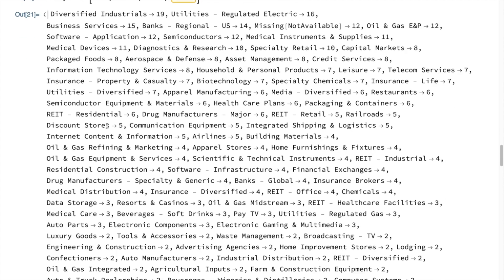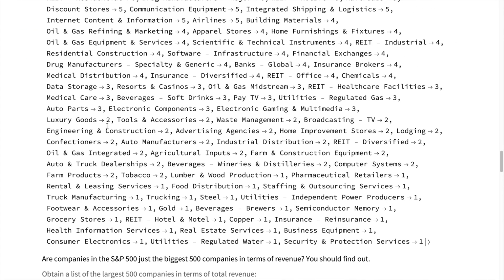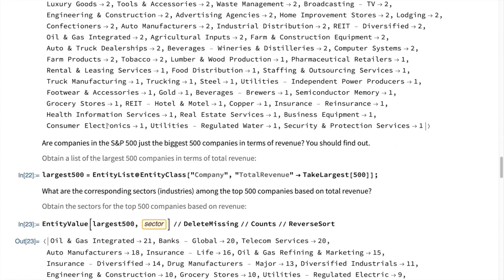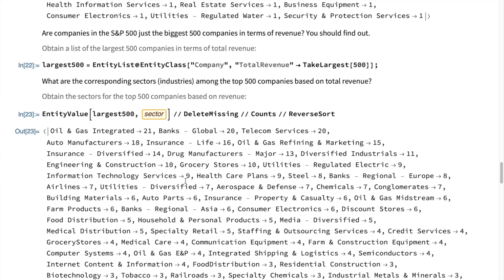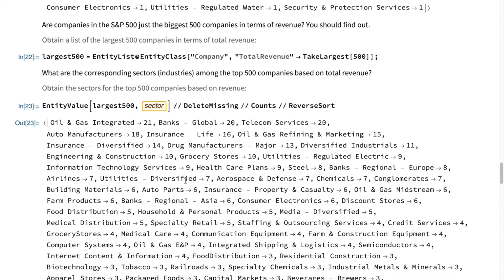I was curious, is the S&P simply the 500 biggest companies in terms of revenue? Well, let's find out. First, we'll get the list of the largest 500 companies by total revenue using entity class and entity list. Investigating their sectors using similar code from last time shows us that a lot are in the oil and gas industry, while banks and telecom services also make up a big portion.